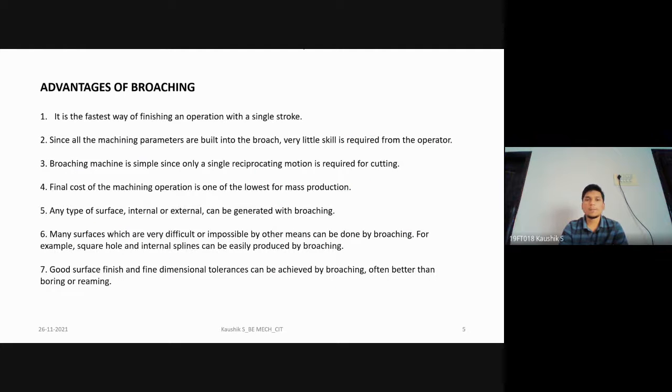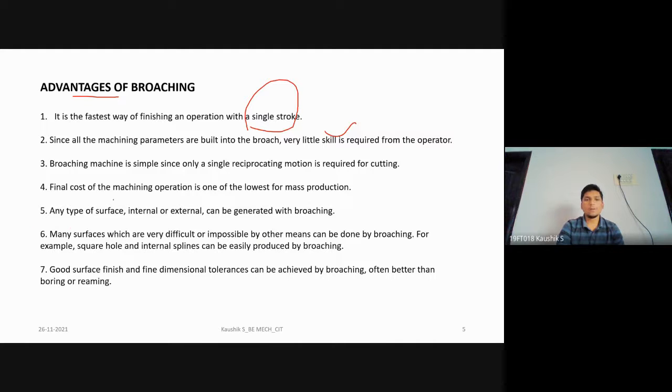Now let me discuss the various advantages of using the broaching process. One thing to note is that the entire process is completed in a single stroke. That is one of the main advantages of this broaching mechanism. All the machining operations are very simple, so the operator handling the machine needs very little skill. The broaching machine is simple, since only a single reciprocating motion is required for the cutting operation.